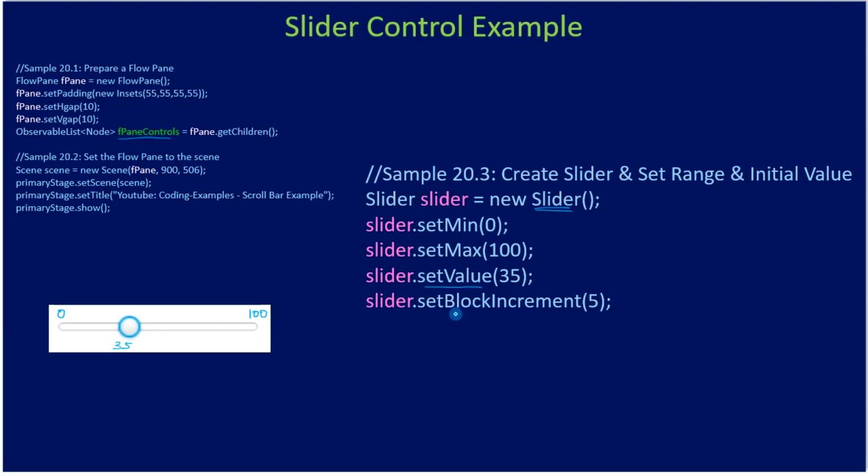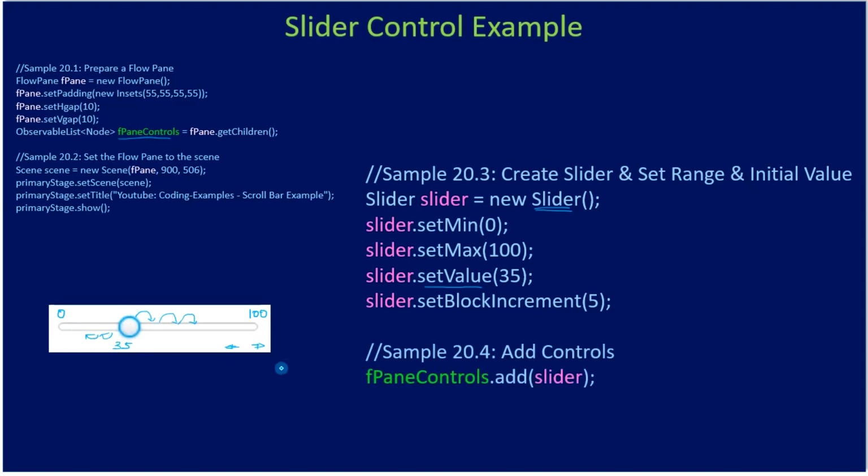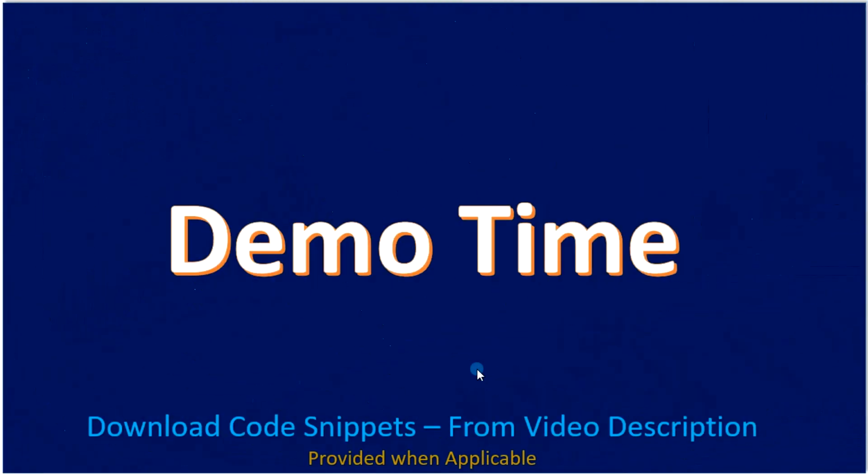Alright, so we are setting the block increment as 5. That means on the keyboard, if you use the left or right arrow key, the slider knob will move in jumps. If you press the left arrow key, the jump will be in the decrement side. That's all. We already have the flow pane control, and we add our slider to the flow pane. Now let's go to the demo and see how it works.